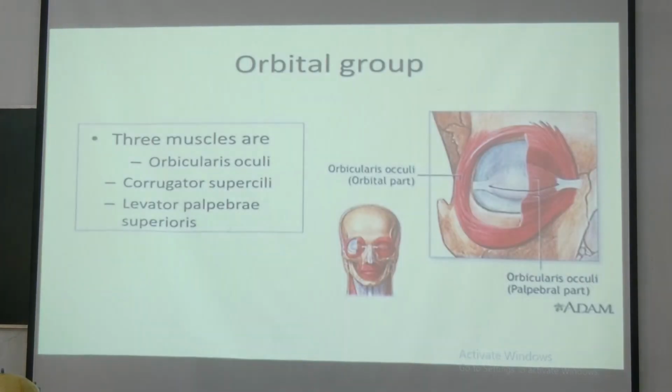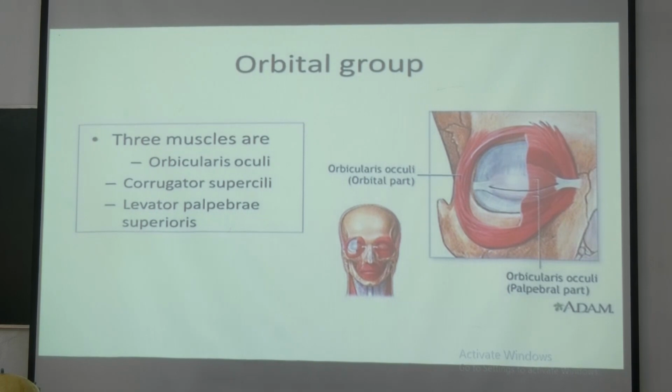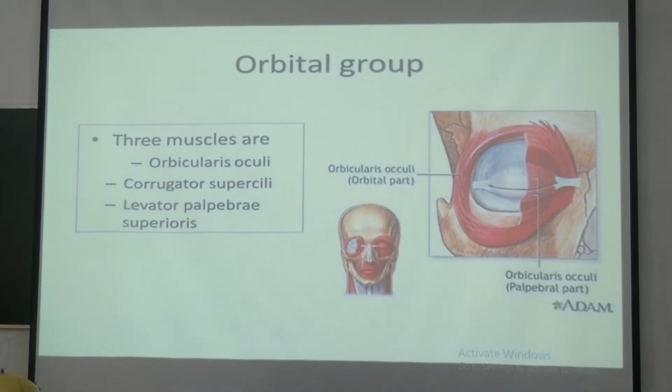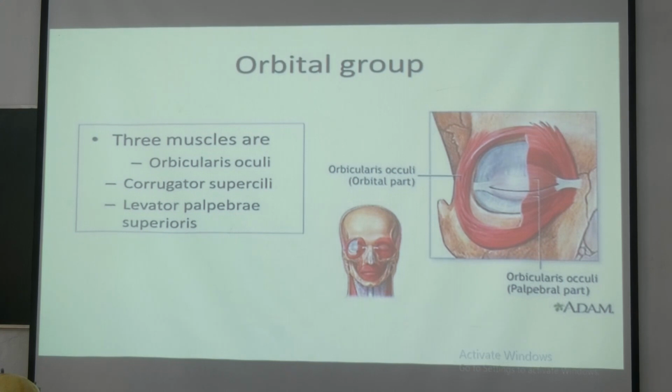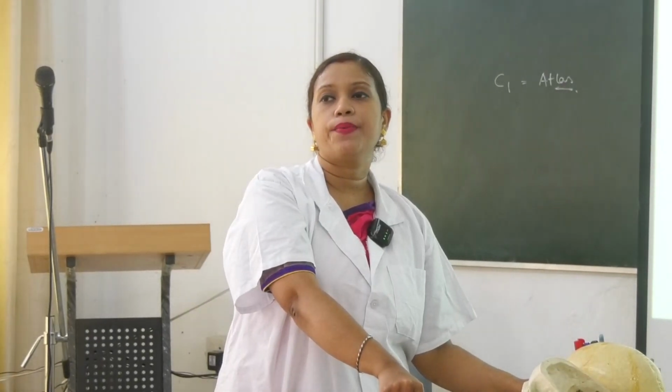Next is the orbital group. The first is the orbicularis oculi, then corrugator supercilii, and levator palpebrae superioris. Among them, which is supplied by the oculomotor nerve? Write it down. That is levator palpebrae superioris.